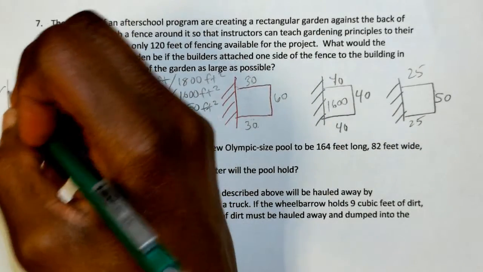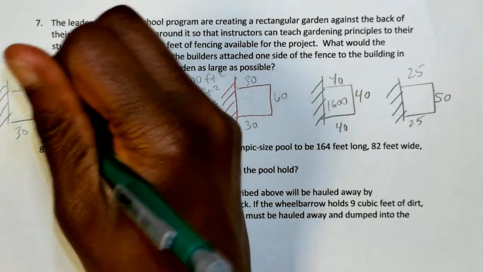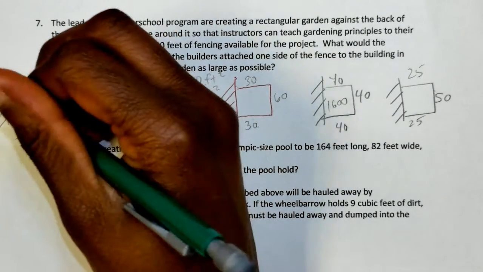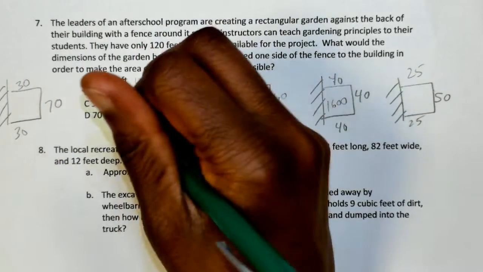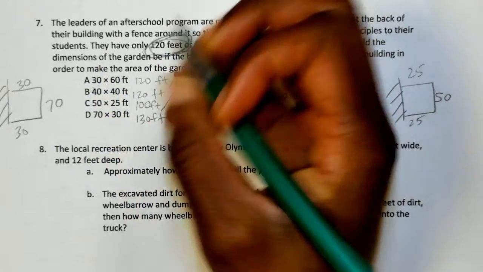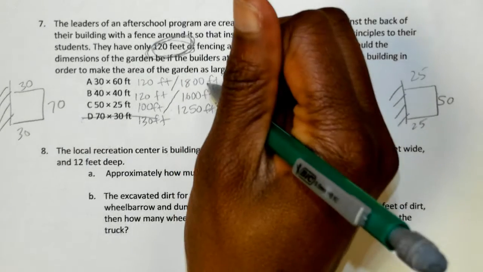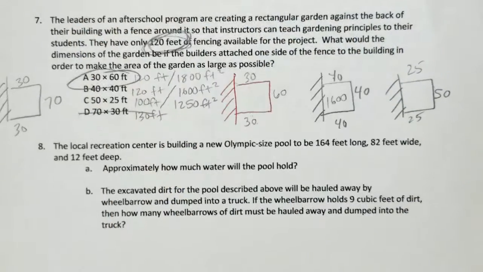And then D, we're going to double up on the 30s. So 30, 70 is 100, and 130. So it actually uses too much fencing. We only have 120, so we can't use D at all. Even if it gives us a lot of area, we don't have enough fence for that. So the choice that gives us the most area and that meets the requirement would be A.